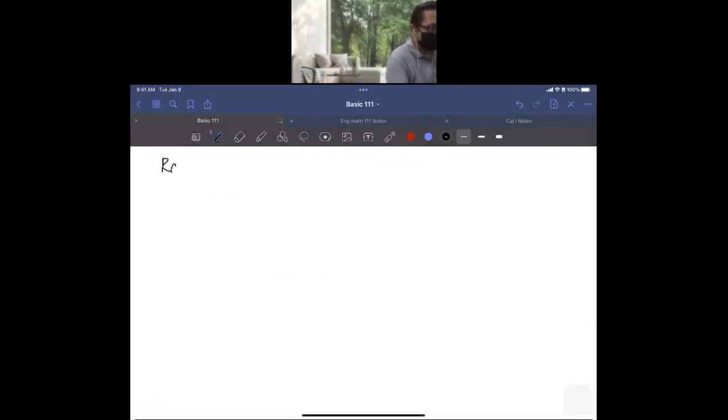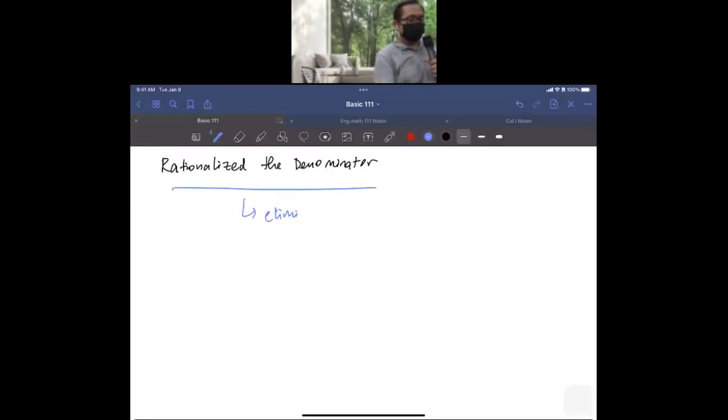Another section that is, I think, important is rationalizing the denominator. Rationalizing means that, in principle, we are going to eliminate the radical in the denominator.